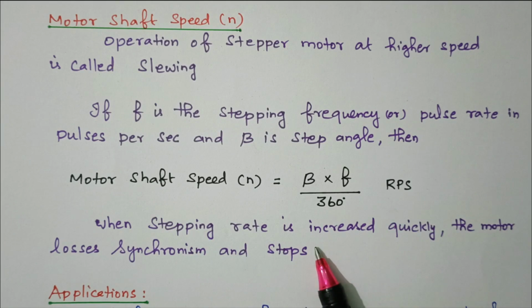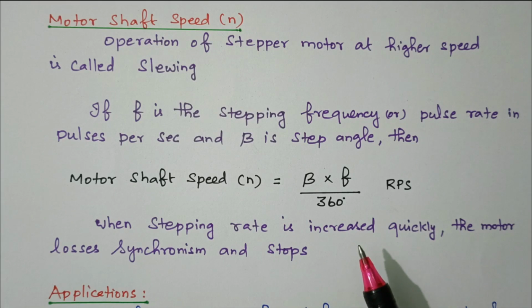When the stepping rate is increased quickly, the motor loses synchronism and stops. So the stepping rate should be changed in a proper way. We should not increase it quickly. Slowly we need to increase or slowly we need to decrease. Then only we will keep the synchronism. Otherwise it will lose synchronism and the motor will stop.